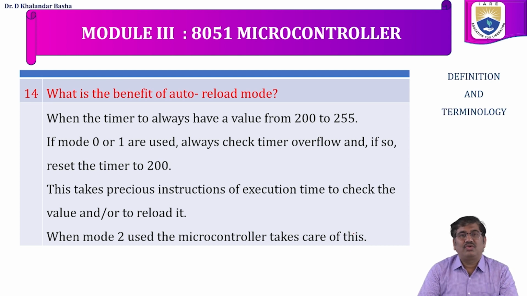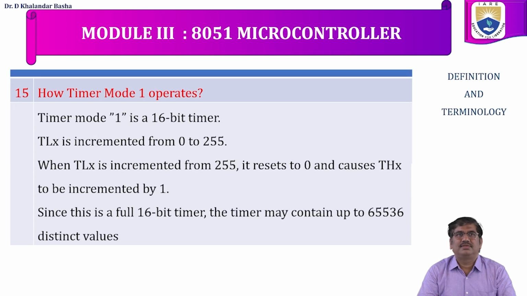What is the benefit of auto reload mode? If you configure timers in mode 2, we call it auto reload mode. Assume the timer always has to count from 200 to 255. If mode 0 or mode 1 are used, we always have to check for timer overflow and reset it to 200. This takes precious instruction execution time to check the value and reload it. When mode 2 is used, the microcontroller automatically takes care of this.